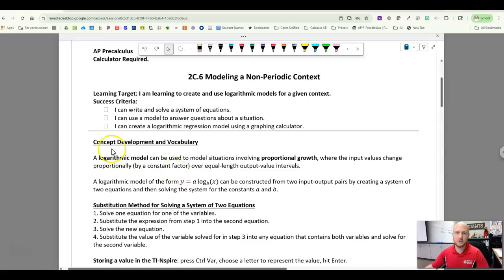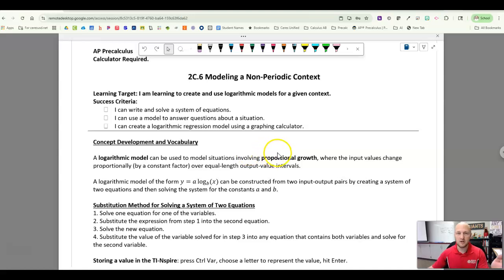Hi there, welcome to this lesson 2C-6, and we are going to talk about non-periodic context and modeling it, specifically looking at logarithmic models given a context. In this lesson, we will look at FRQ number 2 questions, where we have to write and solve a system of equations. We'll also look at modeling logarithmic regression lines given a data set, and then we'll look at given questions in context, how we can answer those questions.